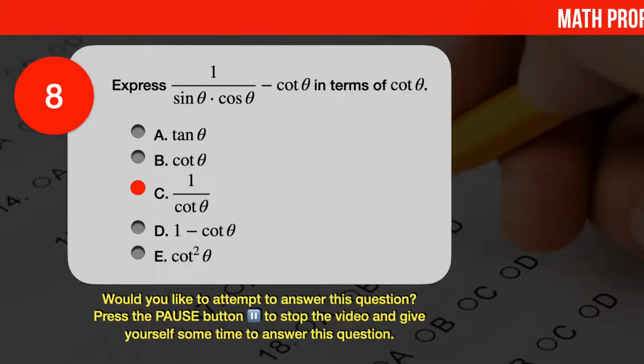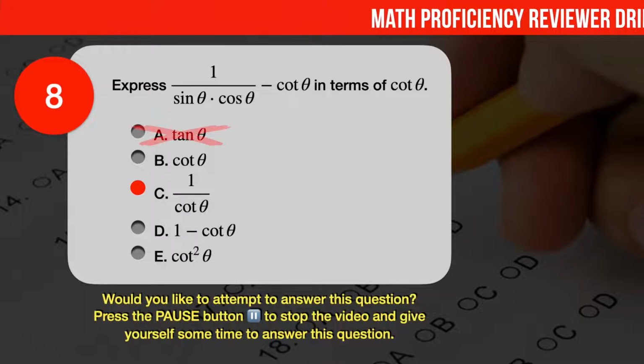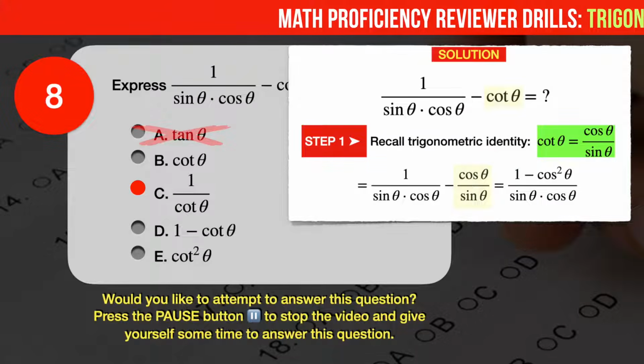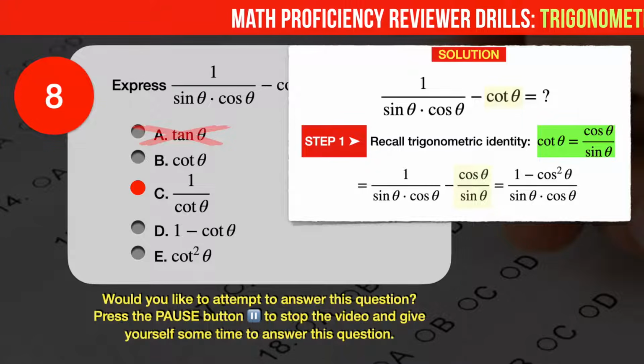1 over cotangent theta. It is clearly specified in the problem that the given expression be expressed in terms of cotangent theta, so we can immediately eliminate answer choice A. Recall that cotangent theta is equal to cosine theta over sine theta.